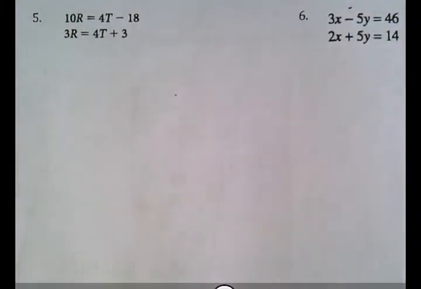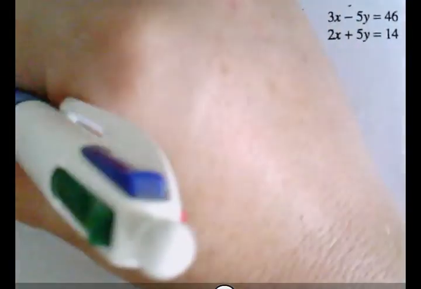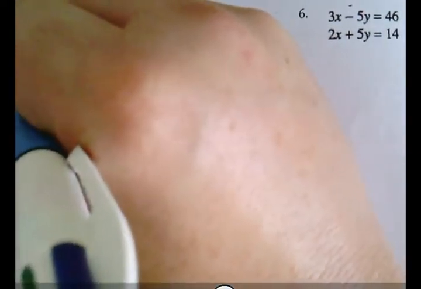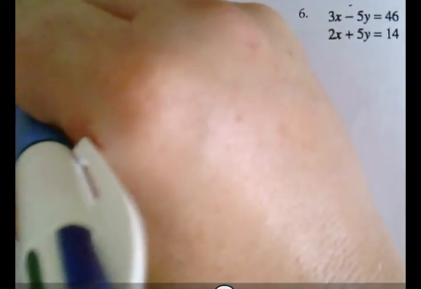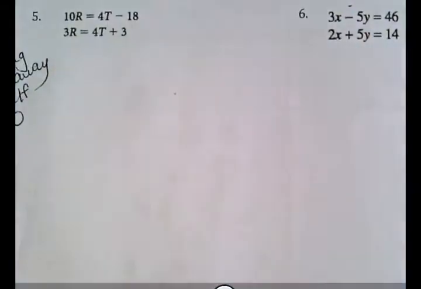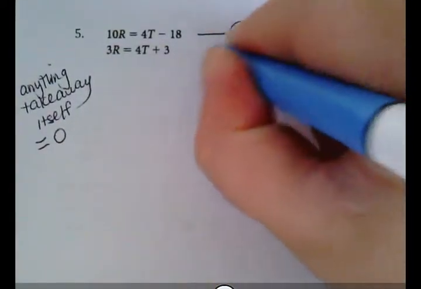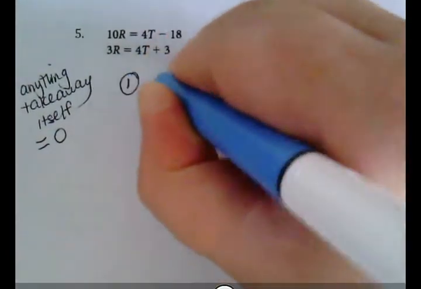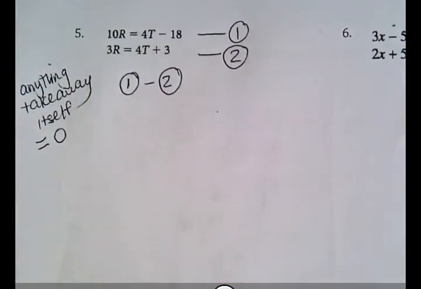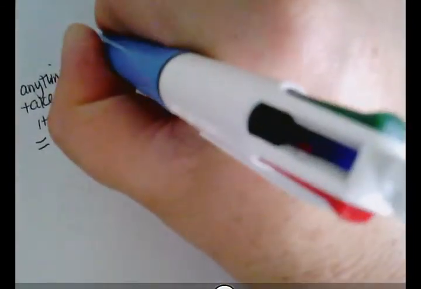These two, anything the same? Well, the 4 t's are the same. And they're the same sign, which means that the 4 t's are identical. So anything taken away from itself is 0. Call this equation 1, call that equation 2. Therefore, we do equation 1 minus 2. I'm going to put a minus sign here.